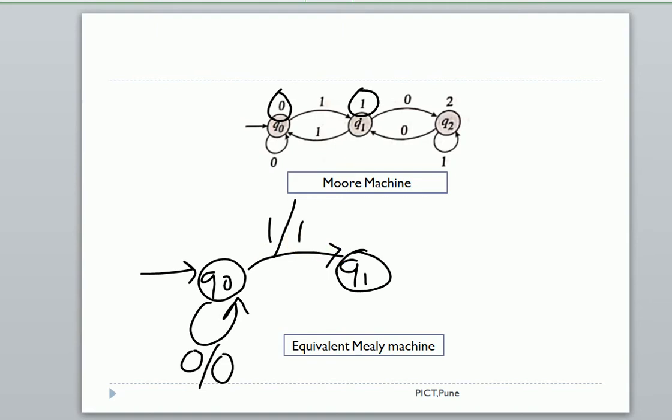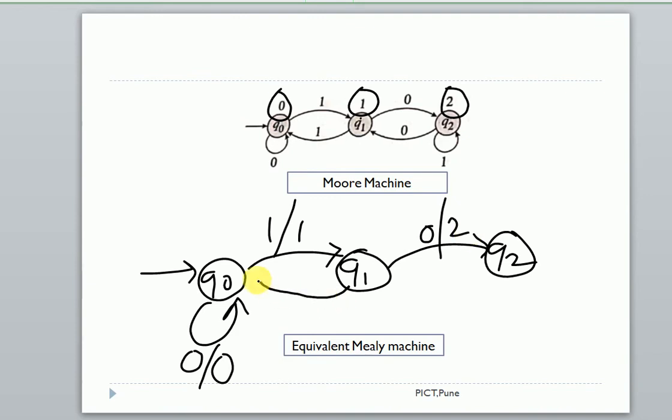Fine. Now Q1 on 0 goes to Q2. Q1 on 0 goes to Q2, and output associated with the Q2 is 2. I will write it here. Q1 on 1 goes to Q0 back here. Output associated with Q0 is 0, so we will write like this.